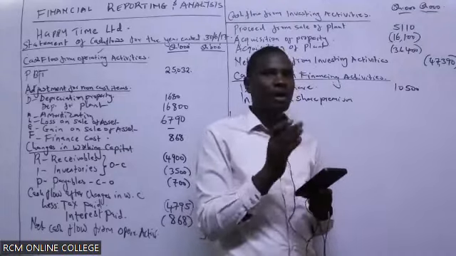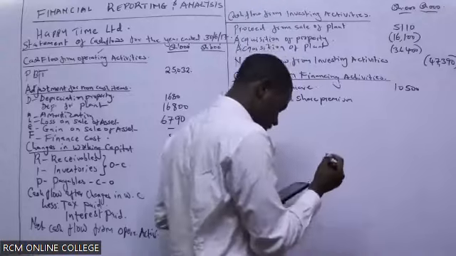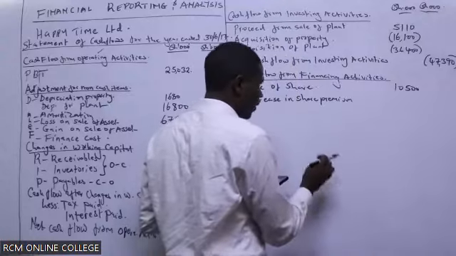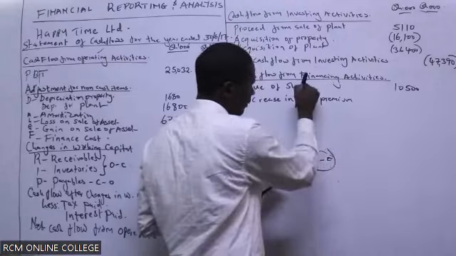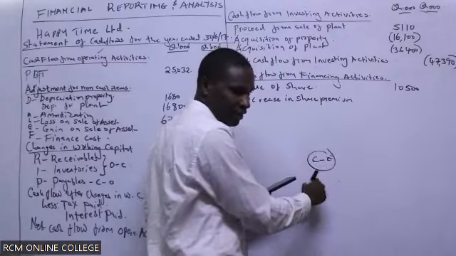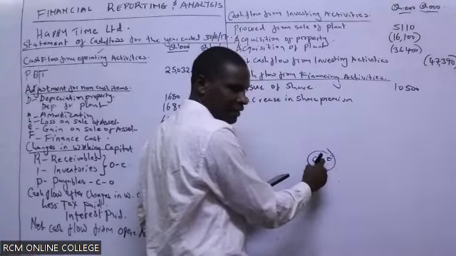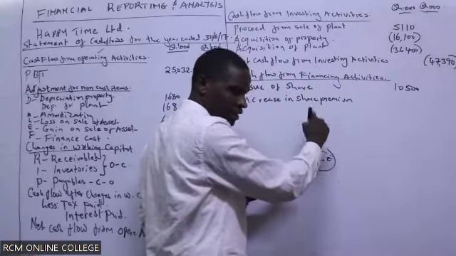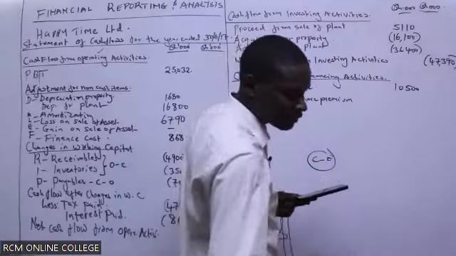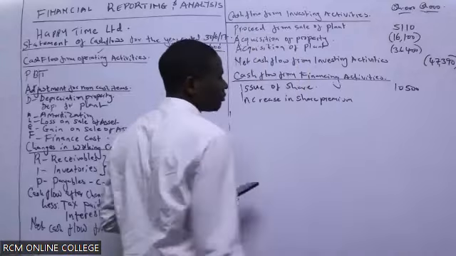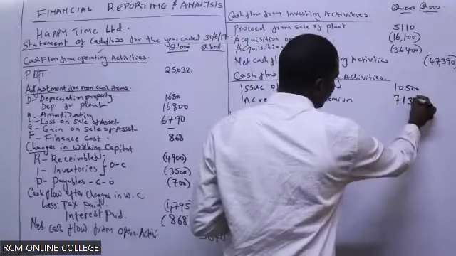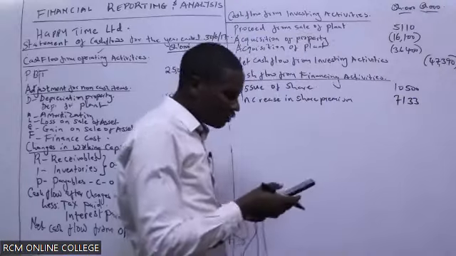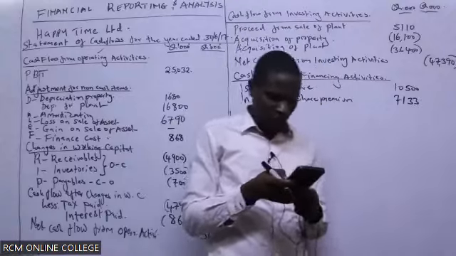So hapa kuna ingine nilikuwa nataka kuangalia kama ita work. You take the C-O hapa kwa equity. C-O itafanya. C-O inaweza fanya. But you need to be very keen. So 71, still it's an inflow. 71.33.